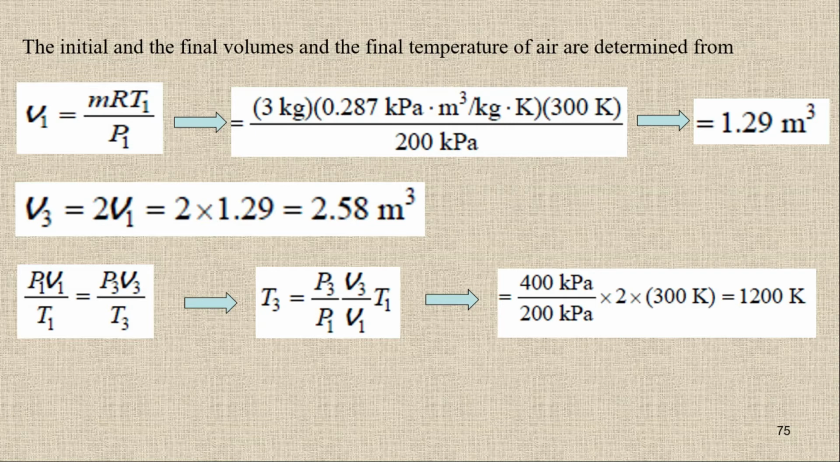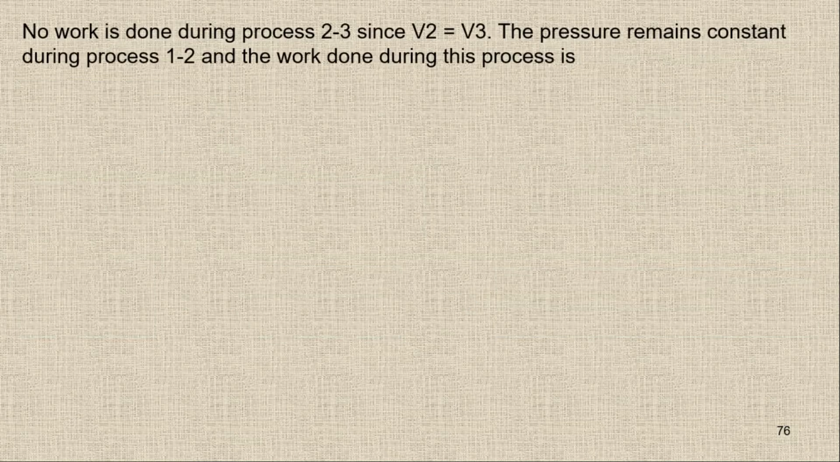So now we are going to check the boundary work first. For the boundary work, we have two processes: the process from 1 to 2, and the process from 2 to 3. For the process 2 to 3, because volume is constant, we will not get any boundary work, because for a constant volume process the boundary work is equal to 0. For process 1 to 2 we have a constant pressure, and for constant pressure the boundary work is simply P times delta V, or if you integrate the basic equation, which is the integral of P dV, then you will get the same answer.